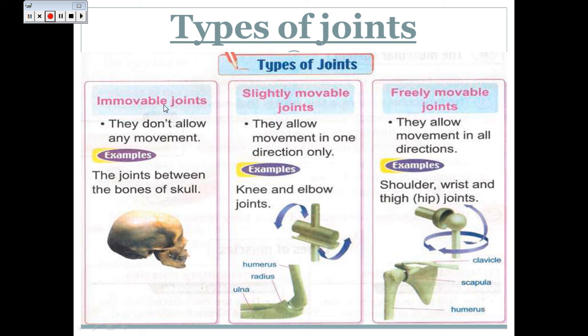Immovable joints don't allow any movement, such as joints between bones in the skull. The slightly or limited movable joints allow movement in one direction, like knee and elbow joints. While the freely or unlimited movable joints allow movement in all directions, like shoulder, wrist, and thigh or hip joints.